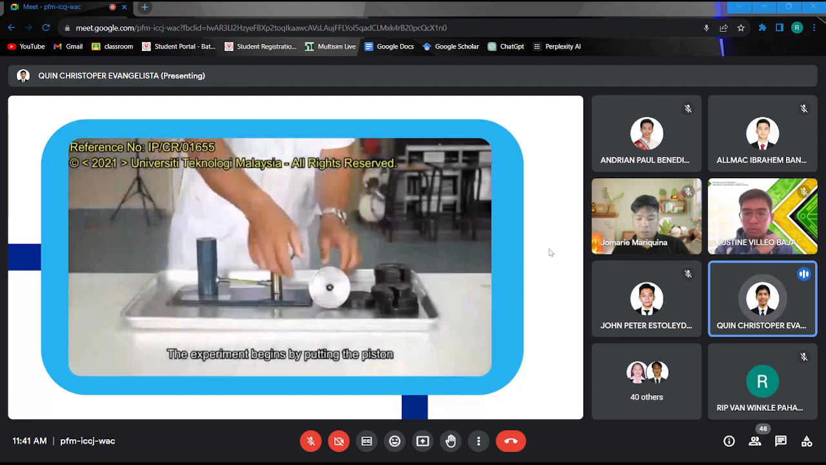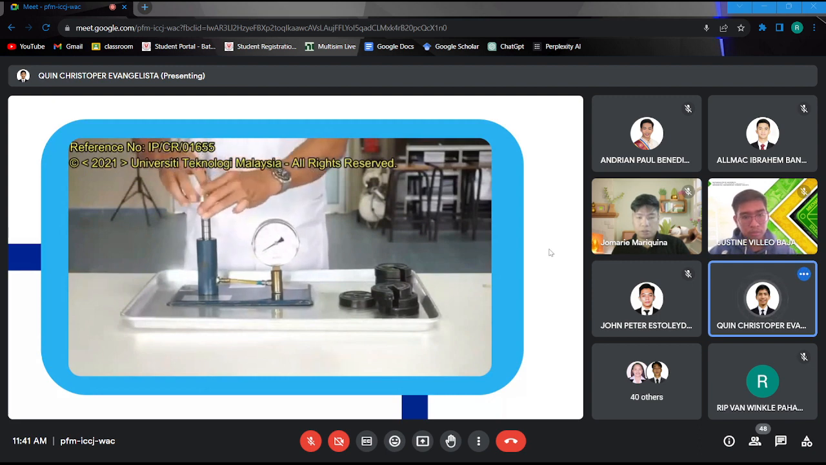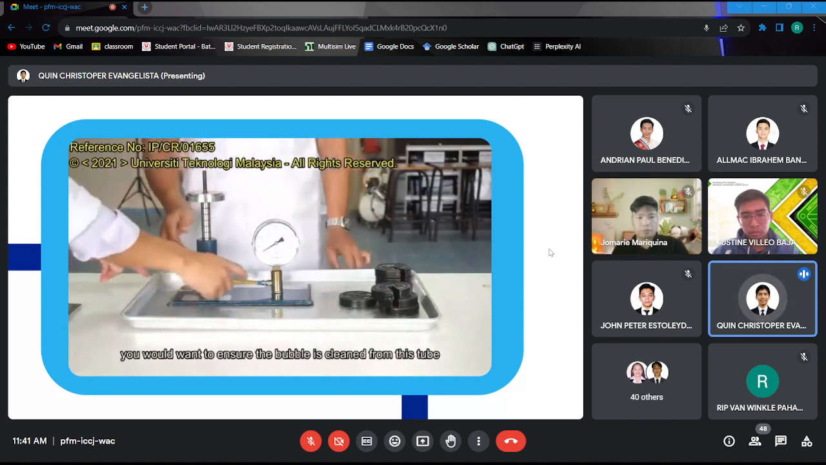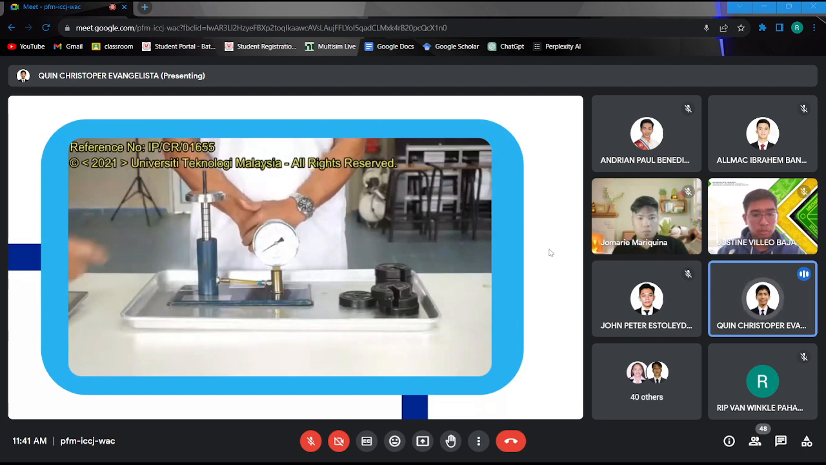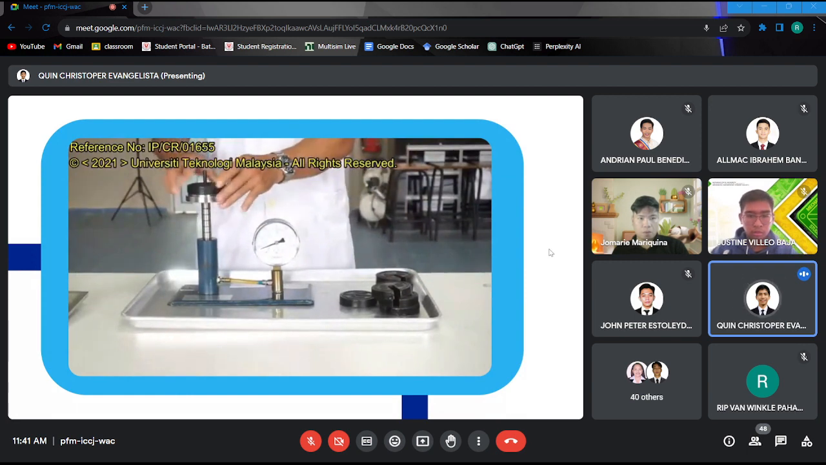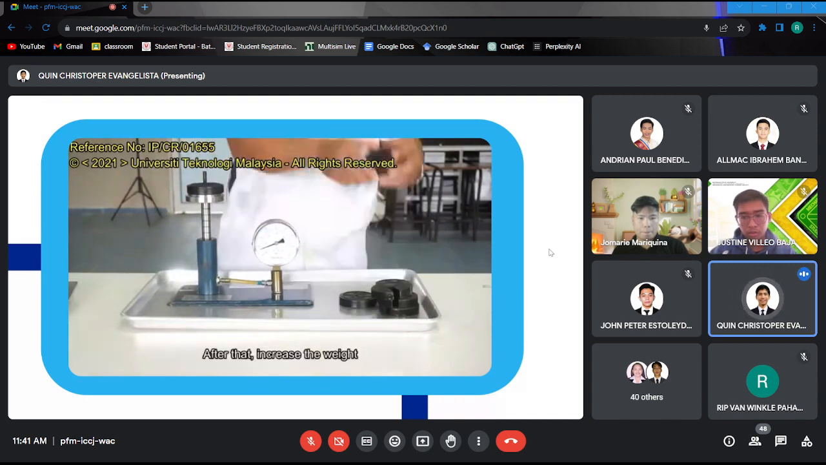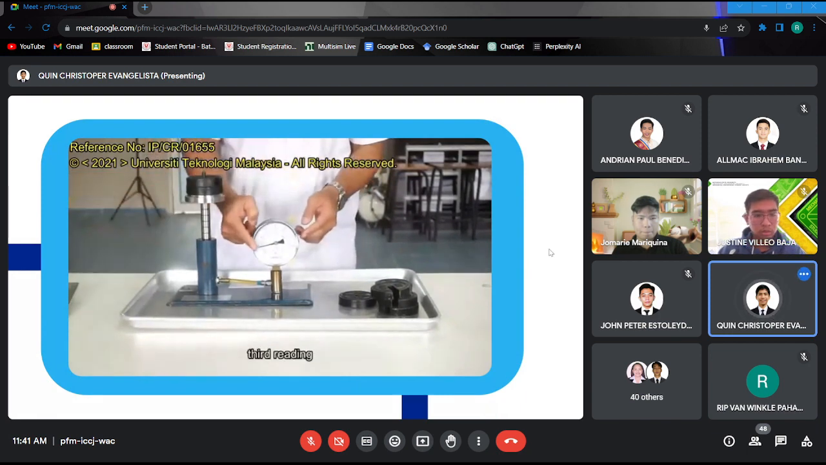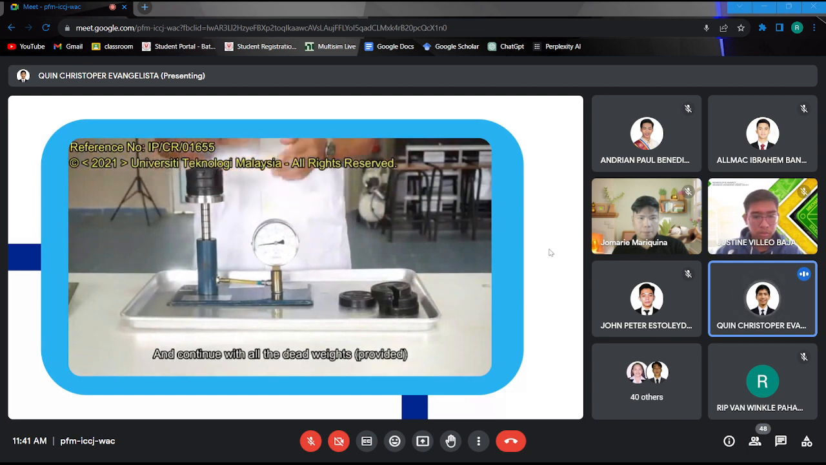The experiment begins by putting the piston into the bin. When you put it in, you want to ensure the marble is still in this bin. Then you count the reading. It's the first reading. After that, put on the weight. That's the first and second reading. After that, increase the weight. Third reading. And continue with all the liquids.